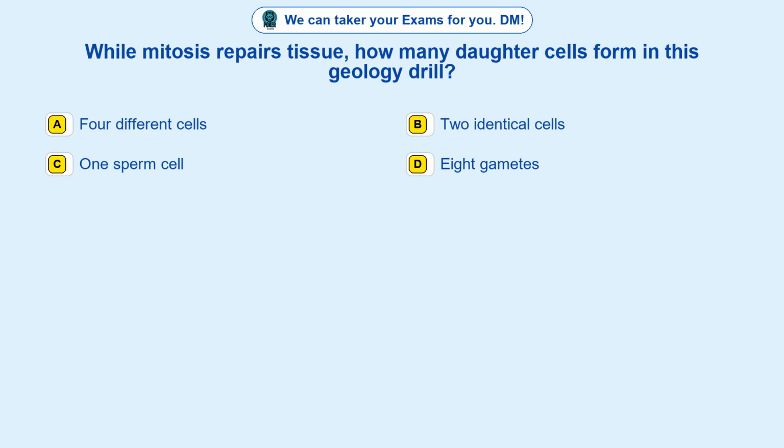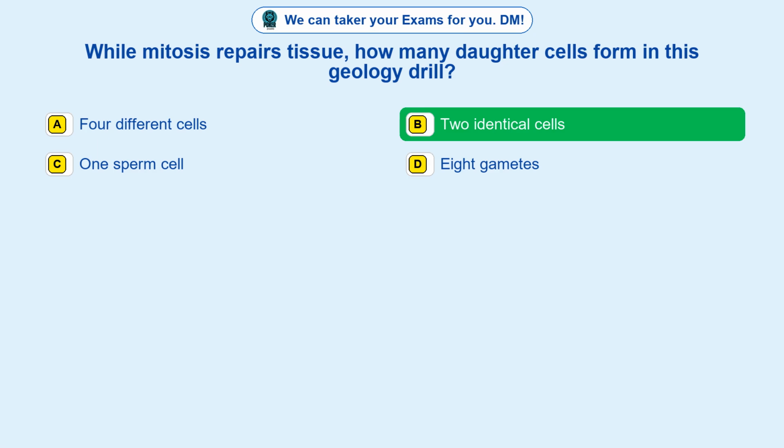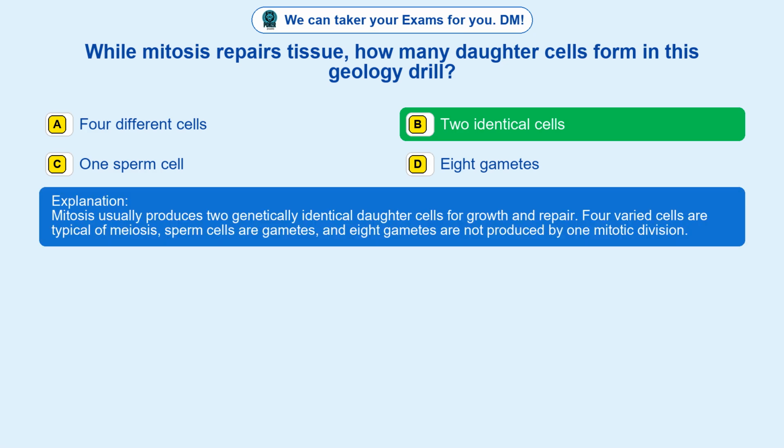Question 24. While mitosis repairs tissue, how many daughter cells form in this geology drill? Option A. 4 different cells. Option B. 2 identical cells. Option C. 1 sperm cell. Option D, 8 gametes. The correct answer is option B. 2 identical cells. Mitosis usually produces 2 genetically identical daughter cells for growth and repair. 4 varied cells are typical of meiosis, sperm cells are gametes, and 8 gametes are not produced by one mitotic division.